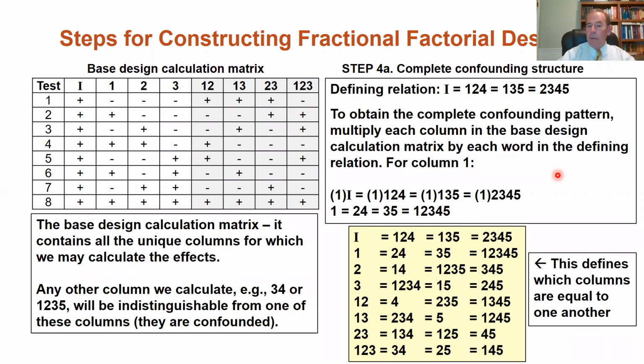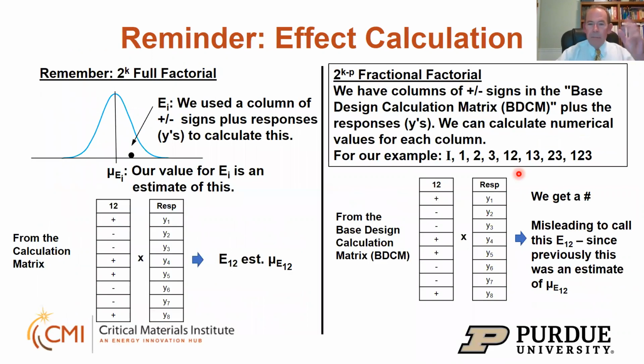So if I only run 8 tests, I'm only going to get 8 unique pieces of information, and I'm going to get this confounding pattern that corresponds to these 8 things that I can calculate. Now, we might think, well, I've lost some information, but we'll see, maybe we haven't. All right.